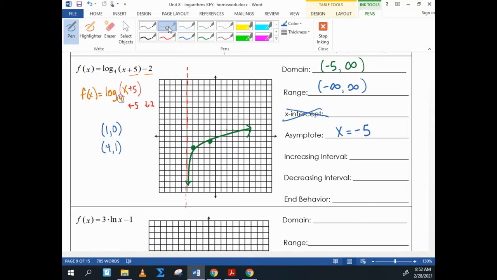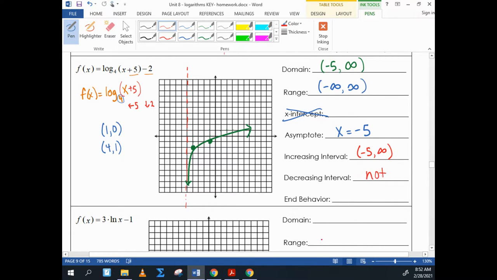And then look at the picture. We read left to right. As we follow along our graph here, are we increasing or decreasing? Our y values are increasing. They're going to slowly go up. So we're just going to use this domain right here, negative 5 to infinity, as our increasing interval.